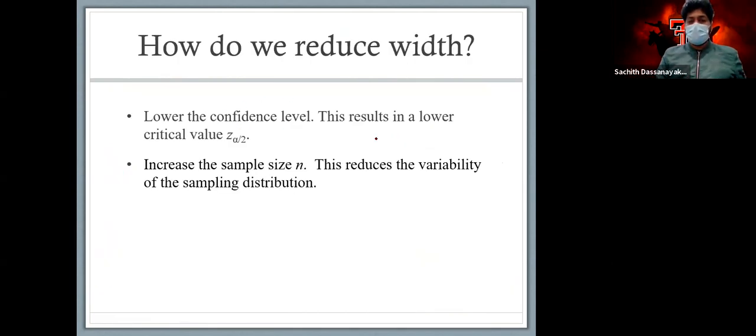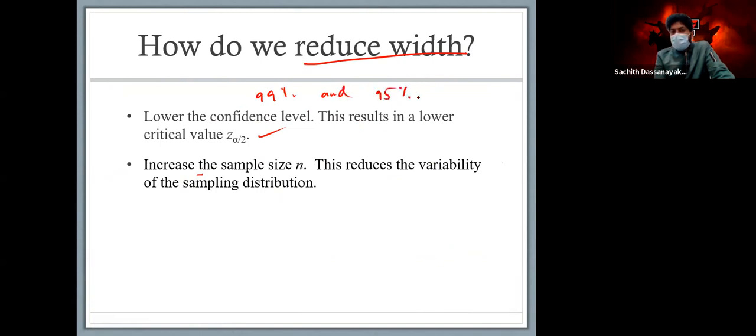The lower the confidence level, the lower the critical value, right? How do we reduce the width? We need to reduce the width, so we can pick a lower confidence level. If I consider 99 and 95, I can pick this one instead of 99. But again, it depends on the problem. Keep that in your mind.